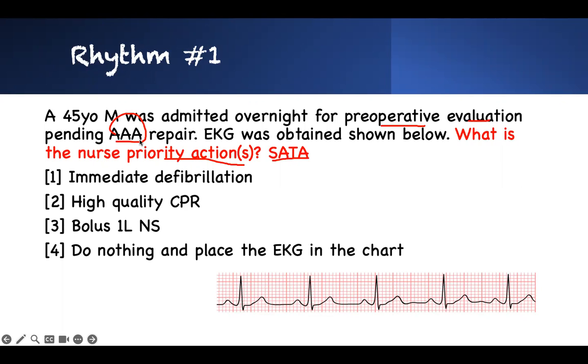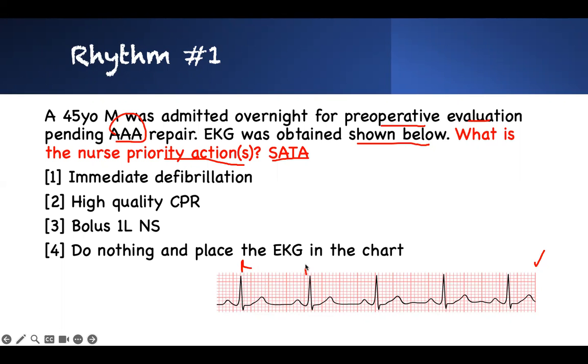So the admitted patient, an EKG was obtained and shown below, right? What do we do? So you have to analyze the question. It's a select or apply. What would I do? Priority. The patient is getting surgery and we're doing a preoperative evaluation to make sure the heart is fine. And you have this, right? And so you go through the basics, right?